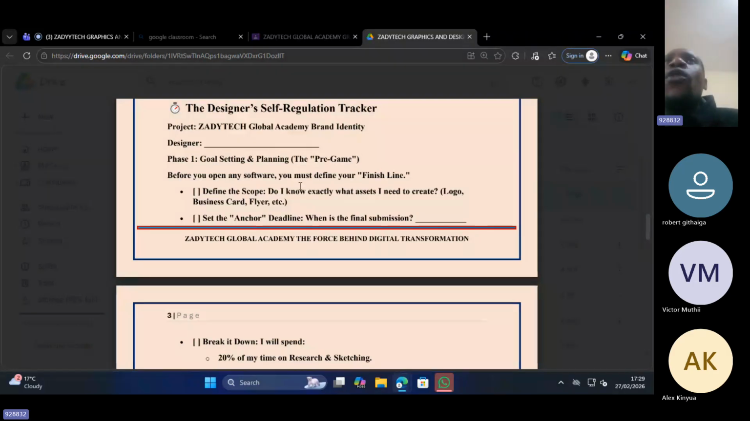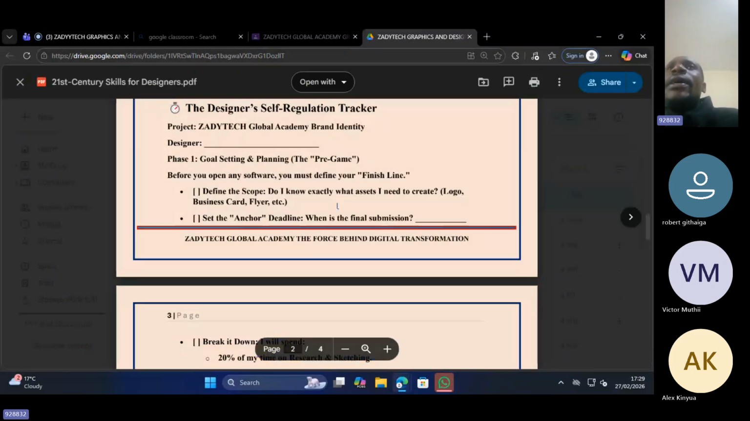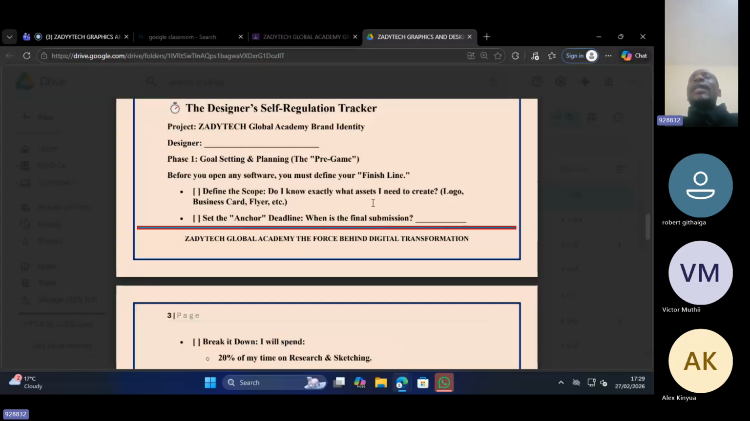Yes, so define the scope. Do I know exactly what asset I need to create? Yes, if you are creating a logo, business card, or a flyer, do I know exactly the assets that I need? Do I know the software that I'm supposed to use? Do I know the application that I'm supposed to use to do this kind of work? Define the scope.